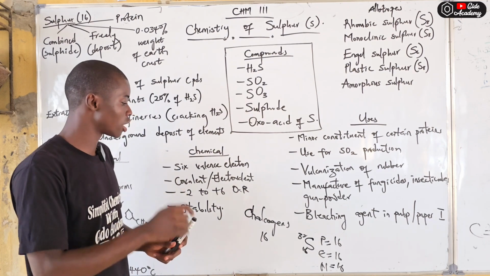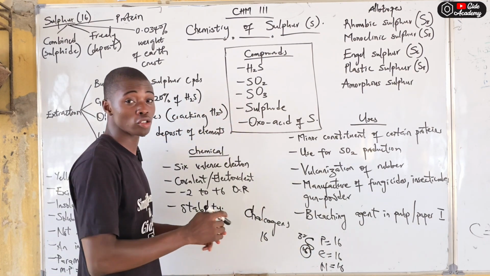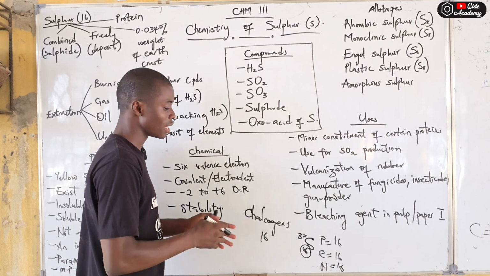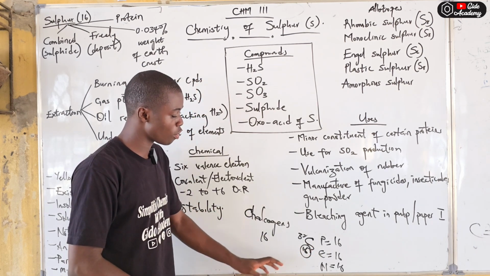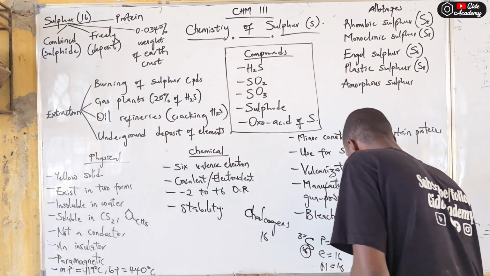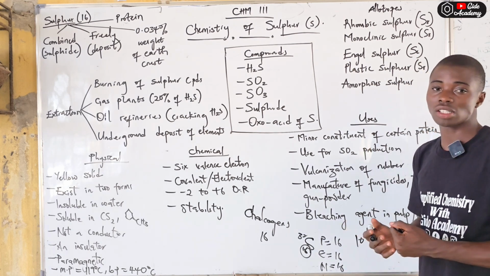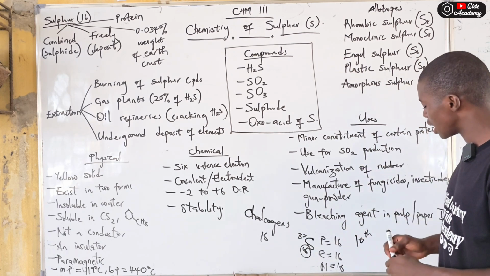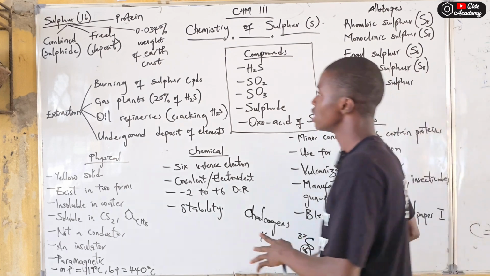Another thing you should take note of: everything about sulfur is just 16. First of all, it belongs to group 16 in the periodic table. It has the atomic number of 16, proton number of 16, neutron number of 16, and it is the 16th most abundant element in the earth crust. We said oxygen is the most abundant, then the one in position 16 is sulfur. So please take note of this.